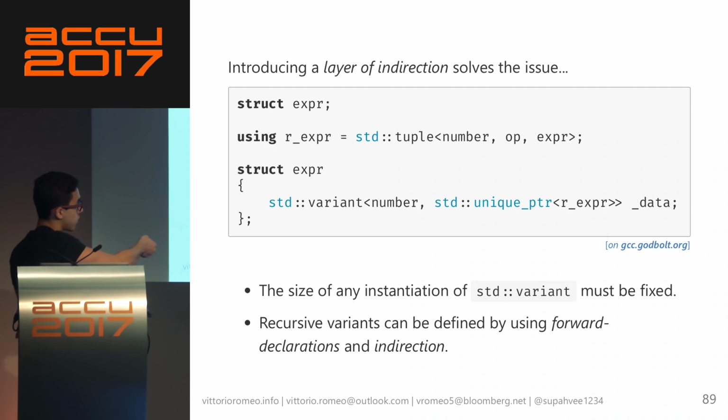And this indirection here solves all our issues because it makes the size of the variant fixed, but still allows us to recurse through this heap allocation. So obviously, the size of any instantiation of a variant must be fixed. It cannot be infinite. And recursive variants can be defined by using forward declarations and indirection. This is pretty ugly. There are ways to make this nicer with metaprogramming, but the idea is always the same. You need forward declaration, recursive case, and then some indirection.